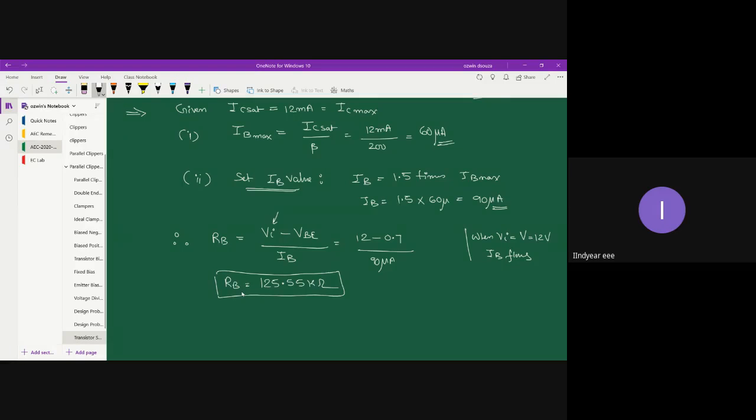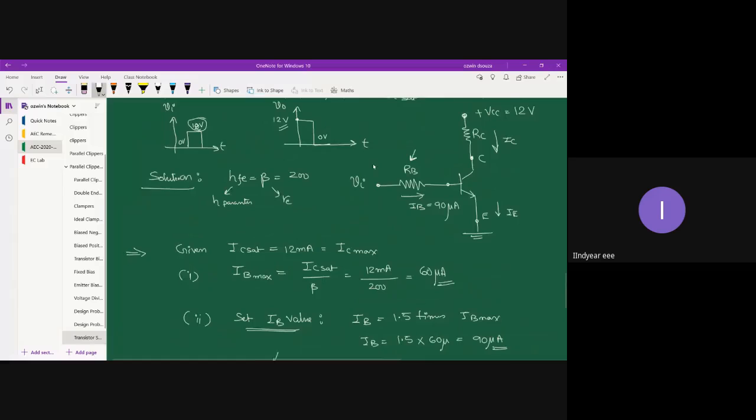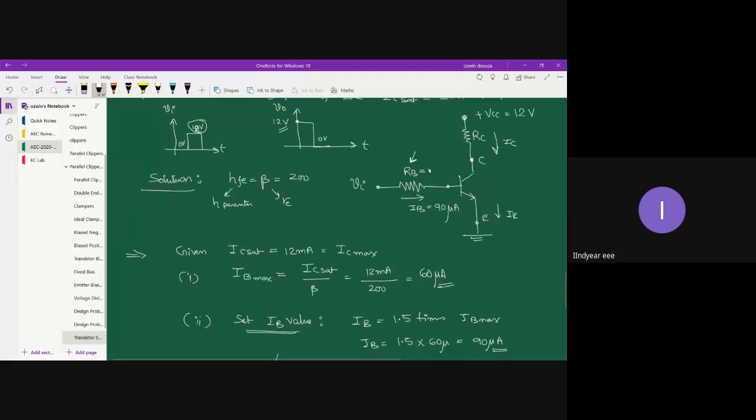That means if you connect a resistance of 125.55 kilo ohm, you will be able to maintain a very good base current that will help you in achieving proper transistor switching operation. All right. So RB is determined as 125.55 kilo ohm. Let's substitute it in the circuit diagram. 125.55 kilo ohm. Done.